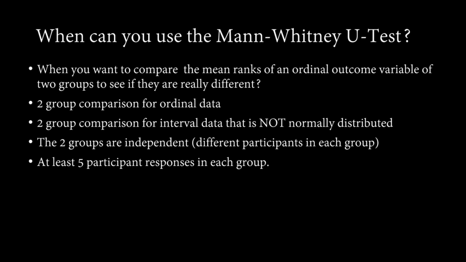There is one additional usage of this test when we have two groups for comparison on interval data, but we find that that interval data is not normally distributed. We do a Shapiro-Wilk test, and we see that it's not normally distributed. We then go down a level and once again use the Mann Whitney U test as if we're talking about ordinal data. The two groups have to be independent, which means we have different participants in each group, and we need at least 5 participants' responses in each group.